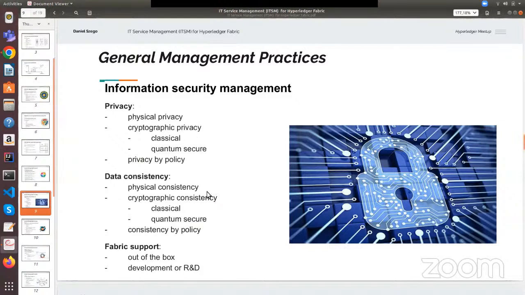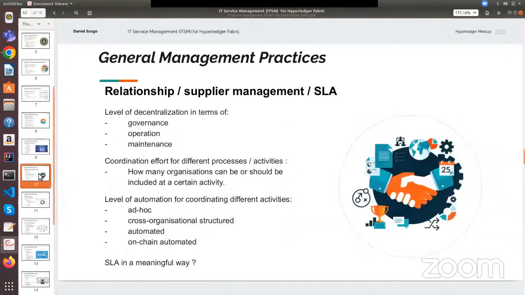And it's sometimes not easy to set up an architecture which fits the customer requirements. Sometimes even collecting the customer requirements is difficult. So let me just continue, and these are more or less theoretical aspects. It's again a general management practice: relationship management, supplier management, or even service level agreement. These are actually 3 different general management practices. I just put everything in one slide.